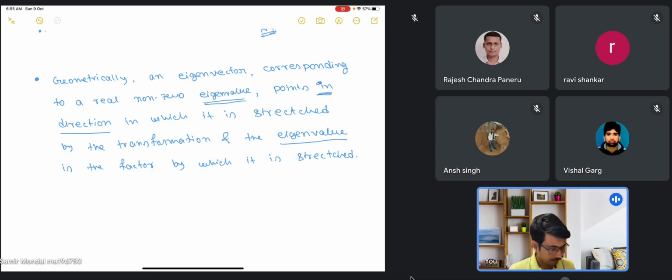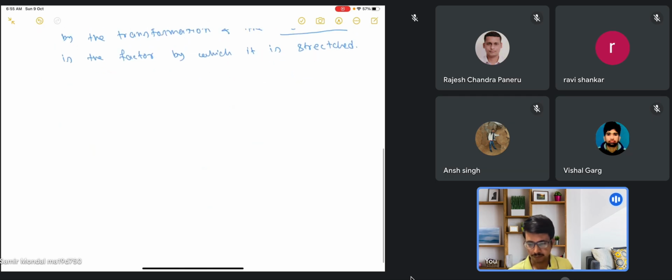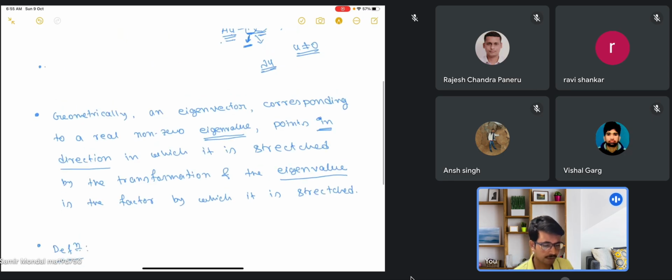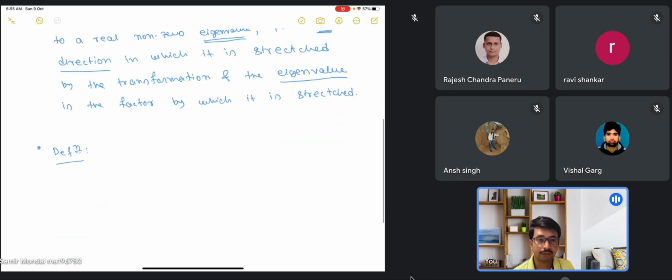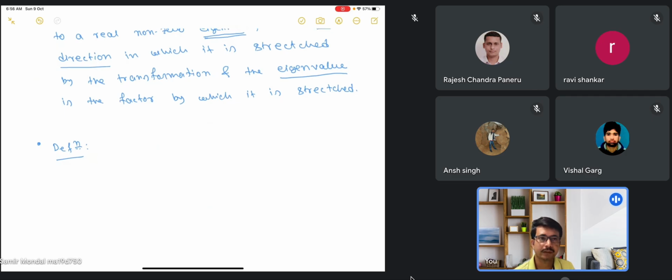Before giving the answer, I want to note some definitions and statements. This is the geometrical interpretation of eigenvalue and eigenvector. So what is the formal definition of eigenvalue and eigenvector? Please tell me. Someone try. What is the formal definition?